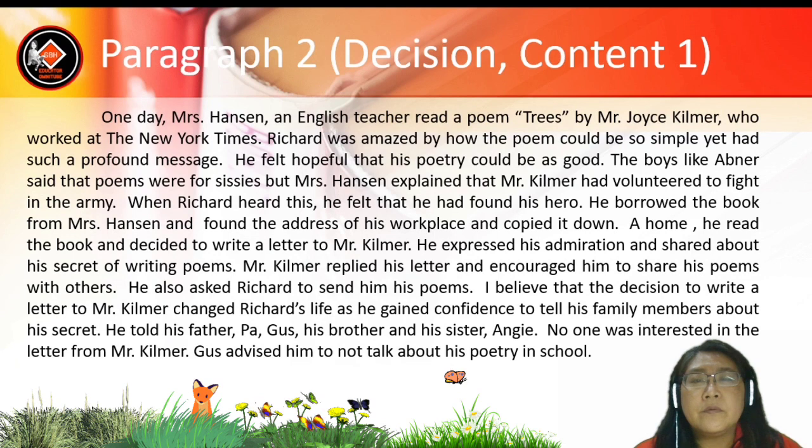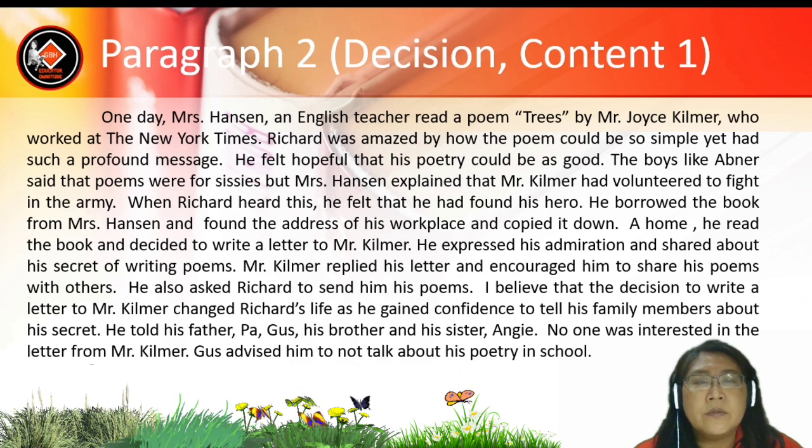For paragraph 2, you have to write the decision and also the change, which is content 1. So this is the example. One day, Mrs. Hanson, an English teacher, read a poem Trees by Mr. Joyce Kilmer, who worked at the New York Times. Richard was amazed by how the poem could be so simple yet had a profound message. He felt hopeful that his poetry could be as good. The boys like Abner said that the poems were for sissies. But Mrs. Hanson explained that Mr. Kilmer had volunteered to fight in the army. When Richard heard this, he felt that he had found his hero.